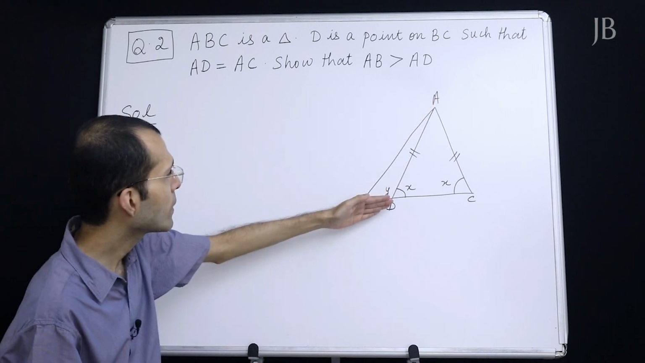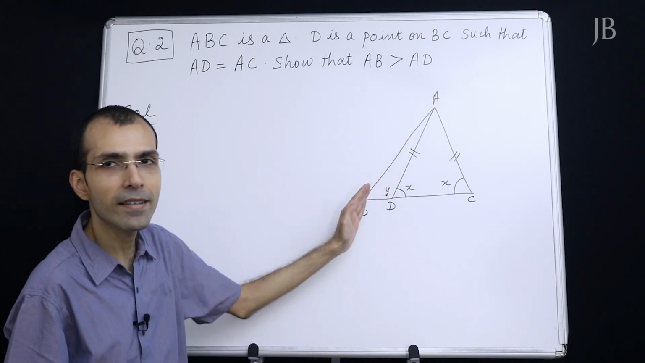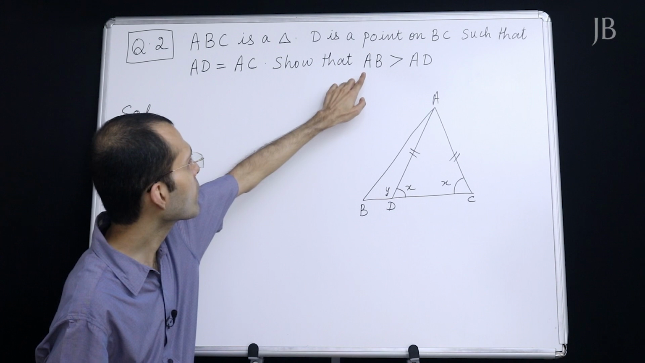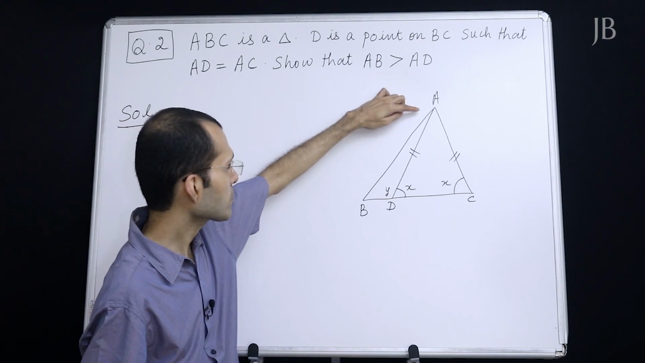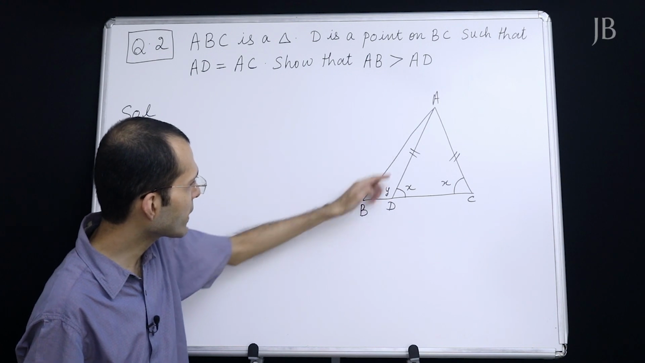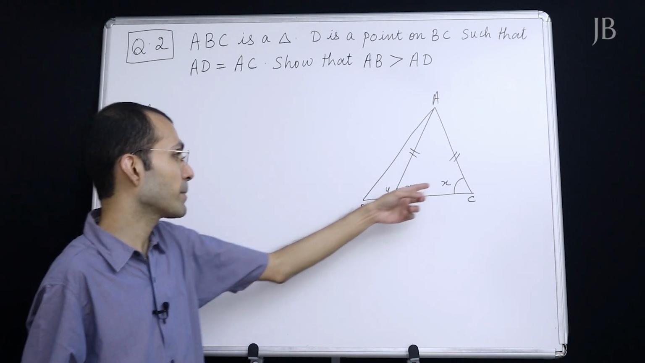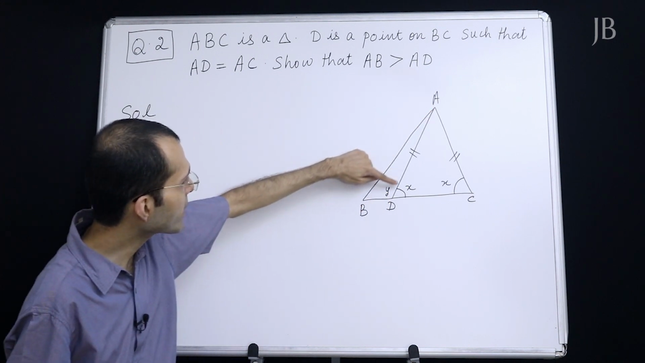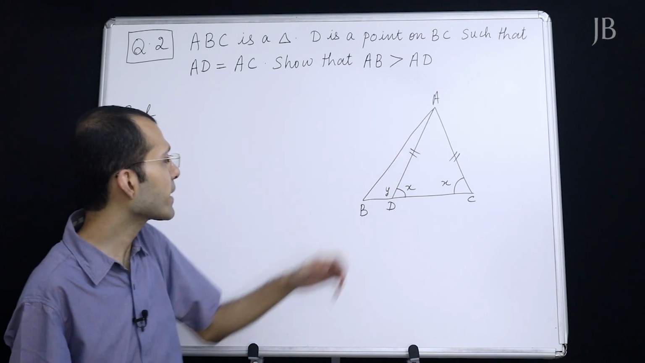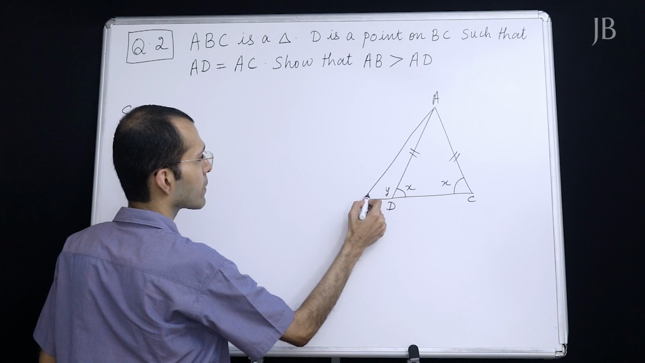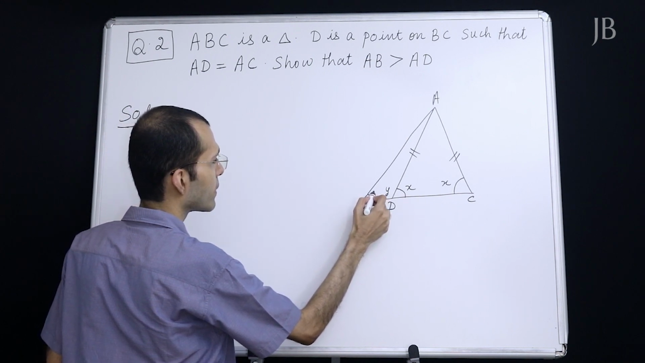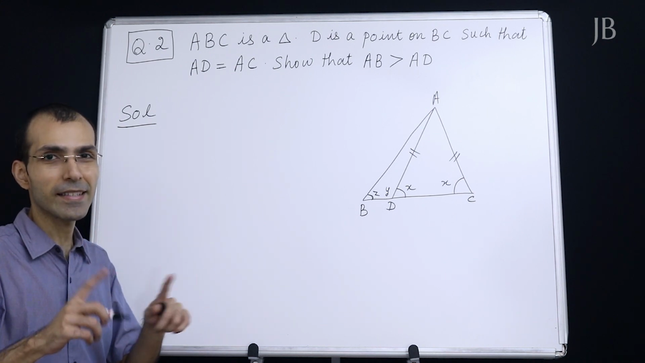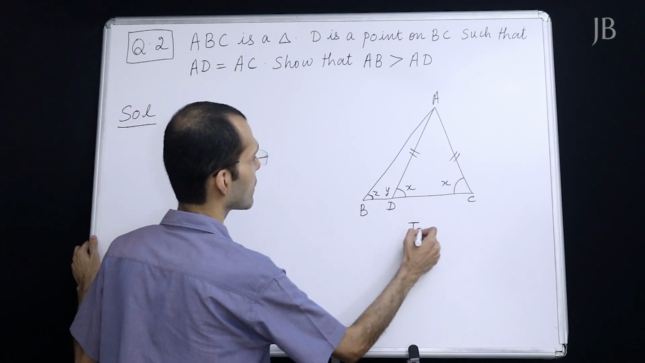This is AD. Now which angle comes opposite AD? Focus your eyes on triangle ADB. So I want a relation between AB and AD. So which angle is opposite AB? Y. We marked it. We can't take x because x is already used here. We want it to be proved greater than AD. This is AD. So which angle is opposite AD? This one. That is Z.